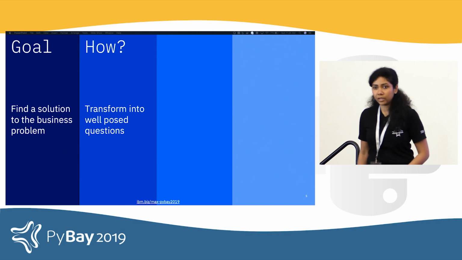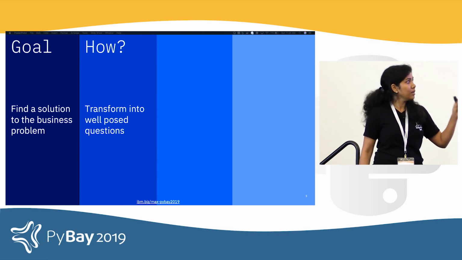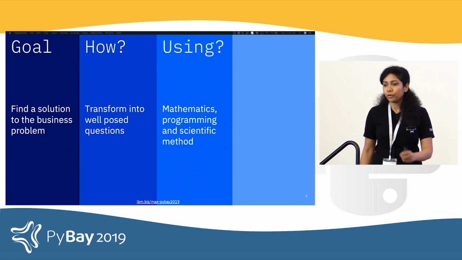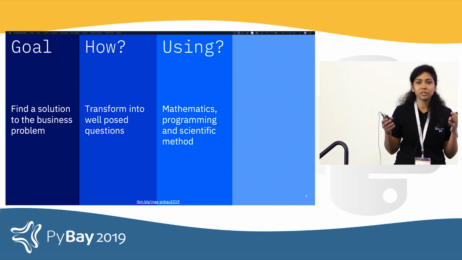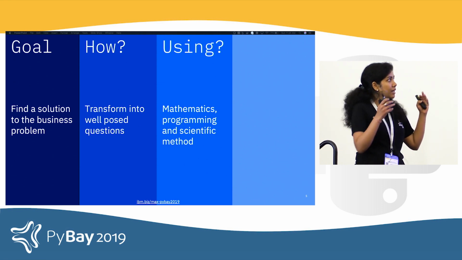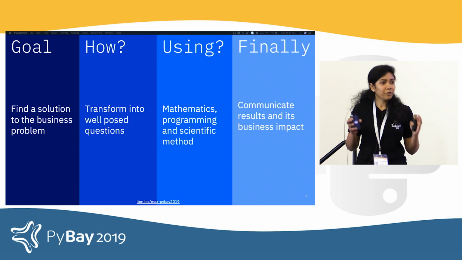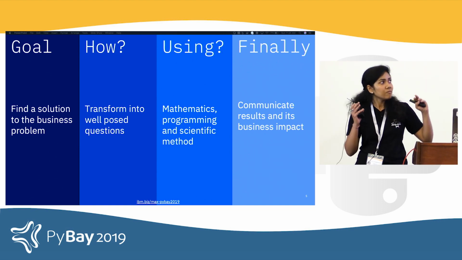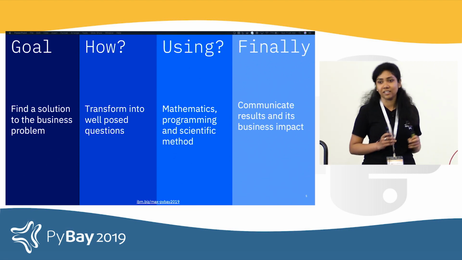How are we going to do it? So we are going to take your business problem and convert it into a well-posed data science question. And then we are going to use our tools, mathematics, programming, and all the scientific methods to find answers to the questions that you came up with before. And finally, we are going to communicate the results and see how it is actually impacting the business. So this is how we have split the definition of data science into 4 points for easy understanding.